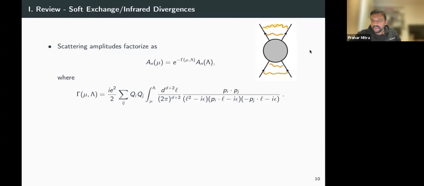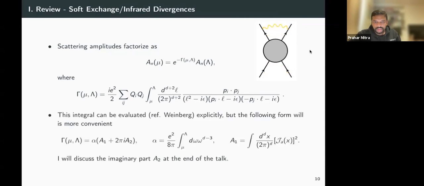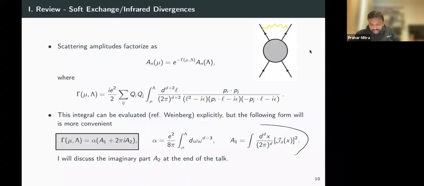This integral is something that you would have to compute, and it's computed at least in 4 dimensions in Weinberg. But I'm going to give you a different representation of this integral, which will be useful for our purposes. If you evaluate all of this, you use the parameterization of the momenta that I told you about, and you perform this integral over L, this is what you end up getting. So you get a real part, A1, which is the only part I'm going to talk about for the bulk of this talk. I'm going to make some comments about the imaginary part later, although it doesn't look like I'll have time for that. So A1 just takes this very simple form.